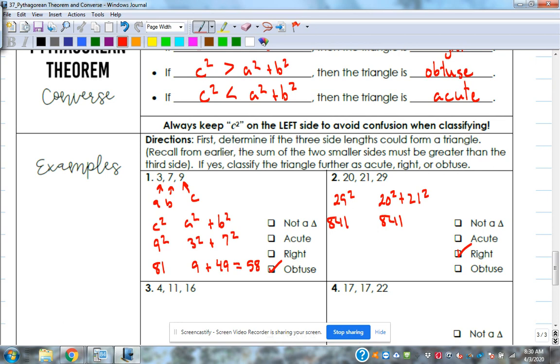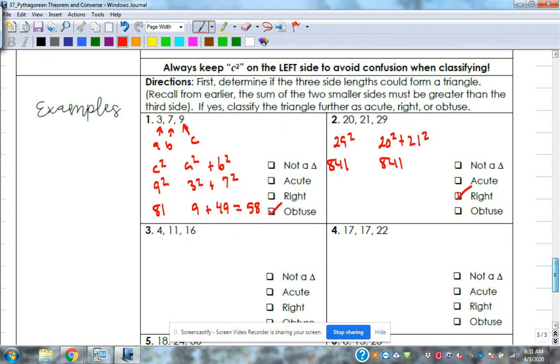And then in the directions here, we also see that first determine if the three side lengths could form a triangle. The sum of the two smaller sides must be greater than the third side. That's the triangle sum theorem for sides. So we look at these two here. 3 plus 7 is 10. That's bigger than 9. 21 plus 20 is bigger than 29. So those things can happen.